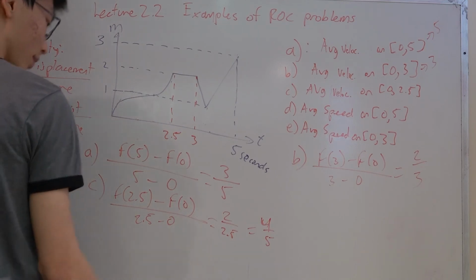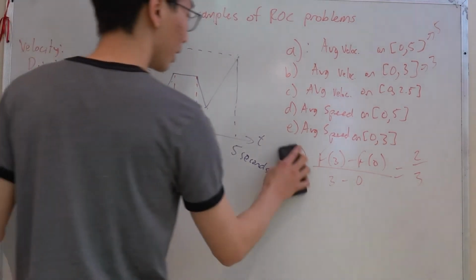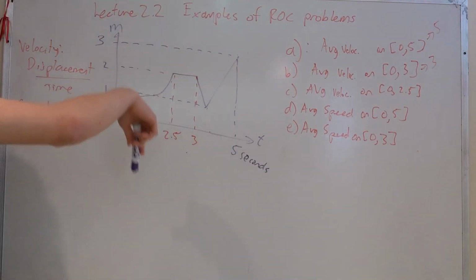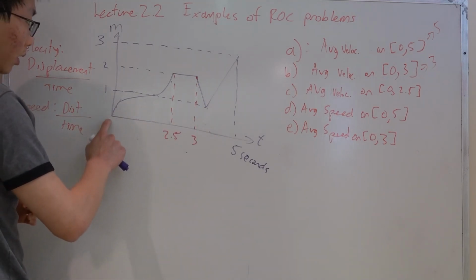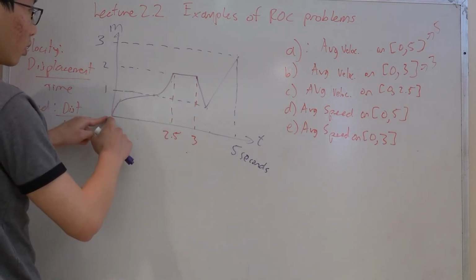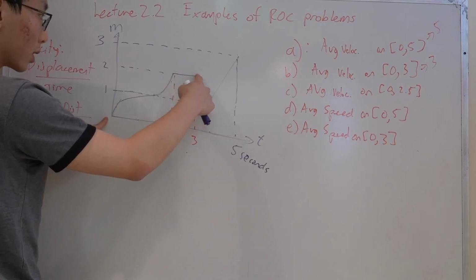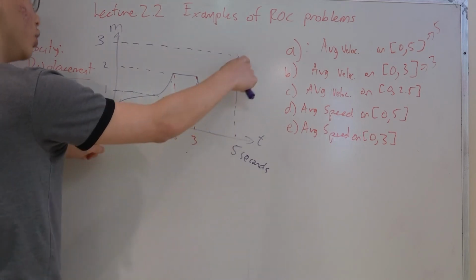Alright, let's do D and E. Those ones are the harder ones because you have to think about speed. Speed requires distance, and it takes into account how much you actually traveled. So on 0 to 5, what actually happened? You went from here to here and then stayed a bit for a while. So you covered, what, 2 meters, right? In this entire time you covered 2 meters, and then you covered 1 meter going back here, and then another 2 meters going back here.